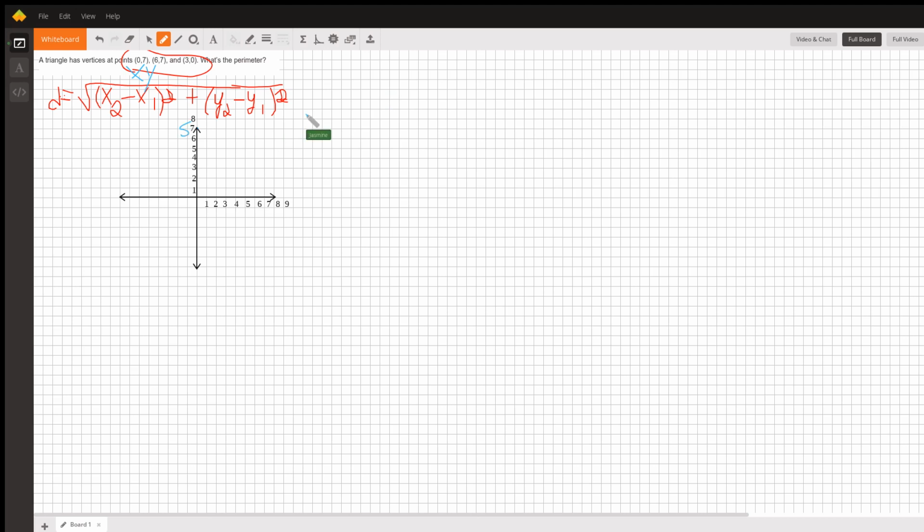We're going to label it S for Sky. Then we have 6, 7. Put our K there, and then 3, 0. We'll put our Y here. So then I'm going to go ahead and connect these dots. 6, 7, and 3, 0.